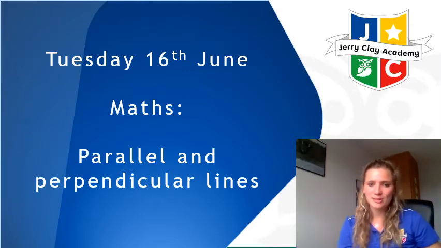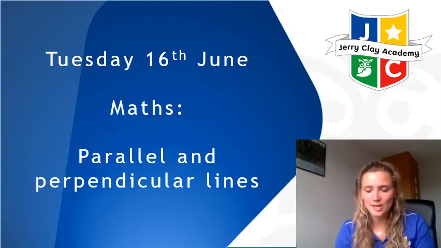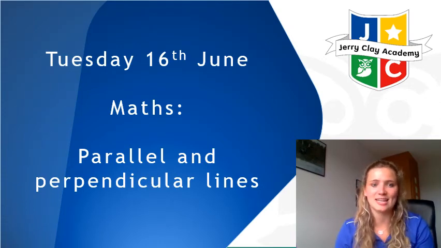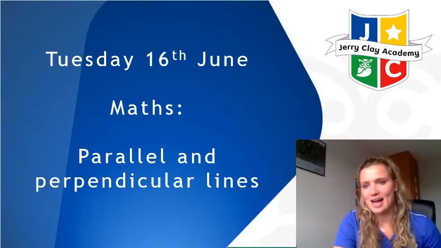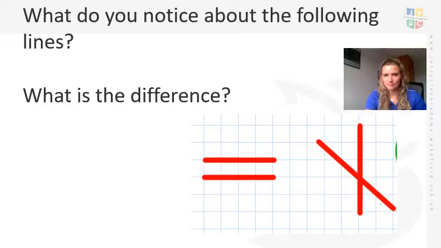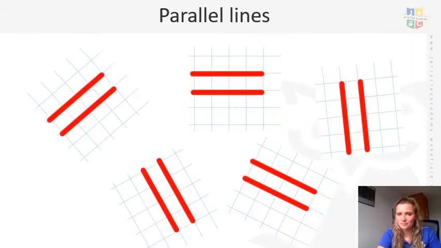So yesterday we were looking at horizontal and vertical lines, and today we're going to be looking at some other different lines called parallel and perpendicular lines. Now there's two different shapes here where we've got two different lines. What do you notice about these? What's the difference? You will notice that two of them are running in the same direction, and on the other shape they're actually crossing over. Now we're going to have a look at what these are called.